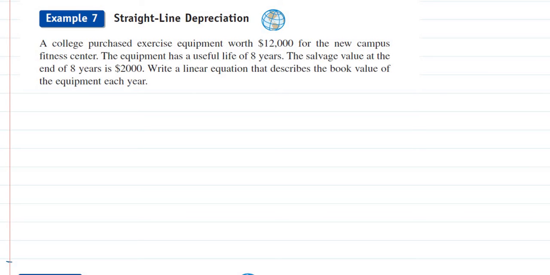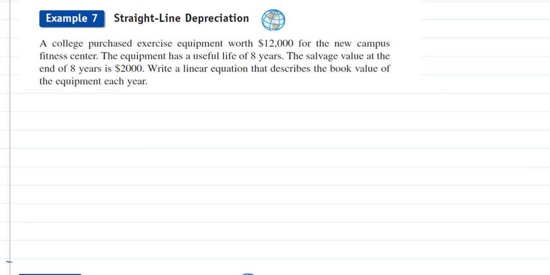Anywho, so a college purchased exercise equipment worth $12,000 for a new campus fitness center. The equipment has a useful life of 8 years. The salvage value at the end of 8 years is $2,000. Write a linear equation that describes the book value of the equipment each year. Book value just means how much it's worth according to how old it is. So you might have heard people talk about Kelley Blue Book even when they're talking about buying used cars. The book value just describes what an approximate value the item has depending on how old it is.